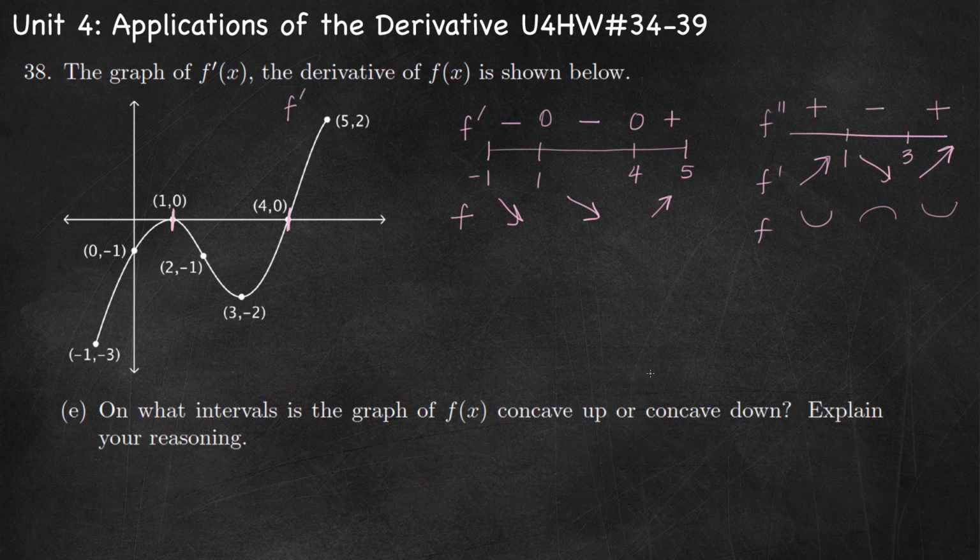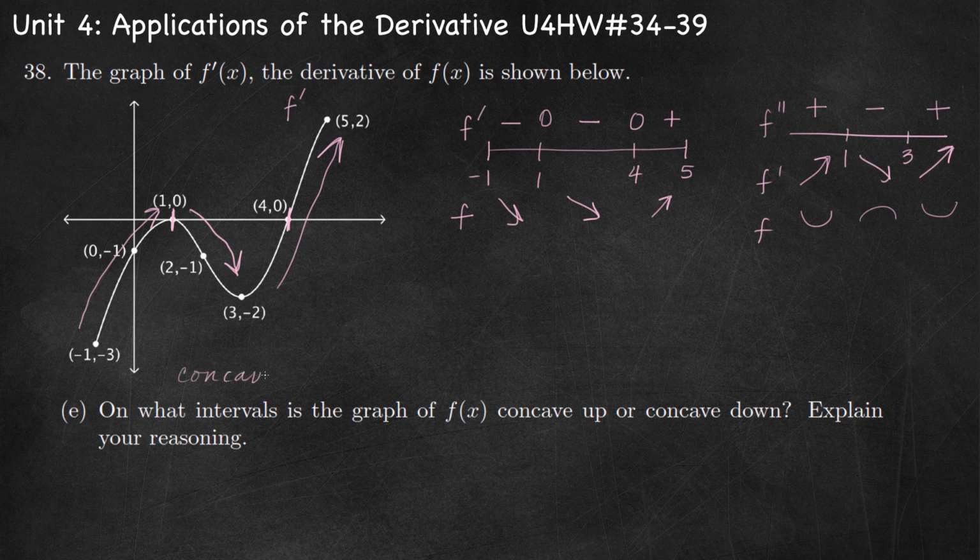Part E, on what intervals is the graph of f concave up or concave down? Explain your reasoning. We've already done the work with our second derivative sign chart here. We can see where it's concave up and concave down. If we didn't make the sign chart and we were just looking at the graph of f prime, we'd want to know where is f prime increasing, that's concave up, and where is f prime decreasing, that's concave down. So we don't have to make a sign chart to figure this out. We can look at this graph of f prime. F prime is increasing until we hit 1, so we know f is concave up on that interval, and then it's decreasing until we hit 3, and then it's increasing after that.